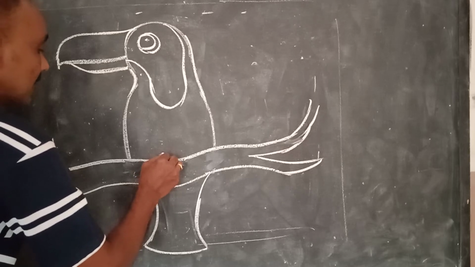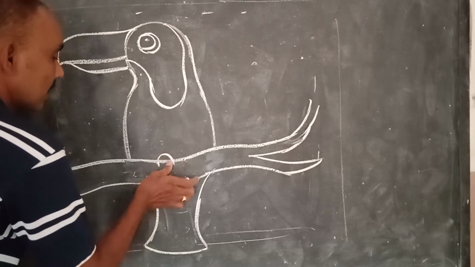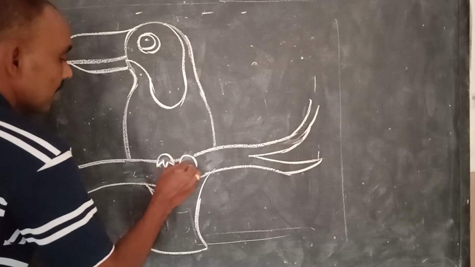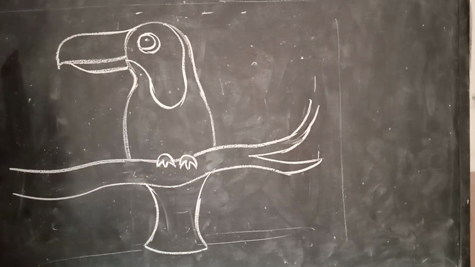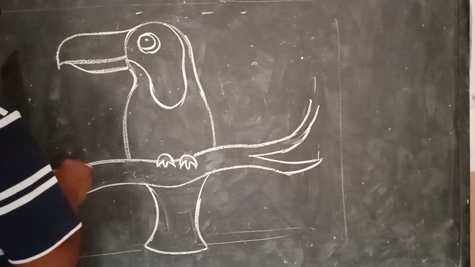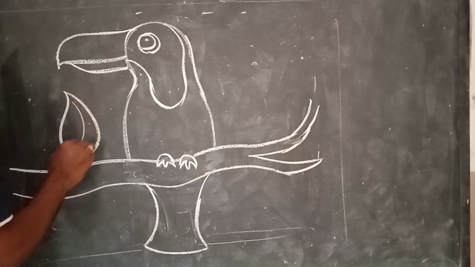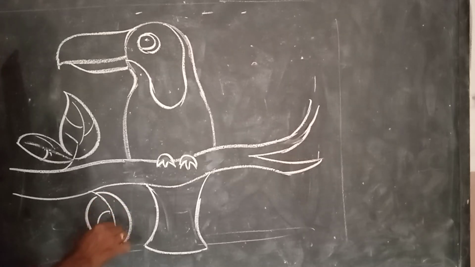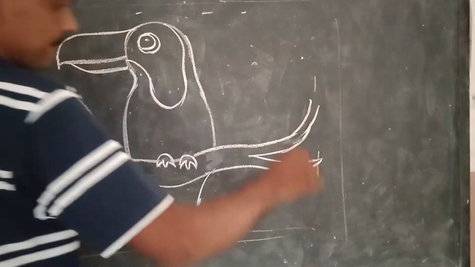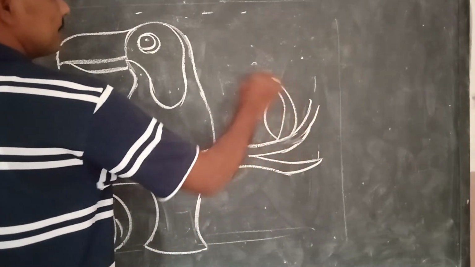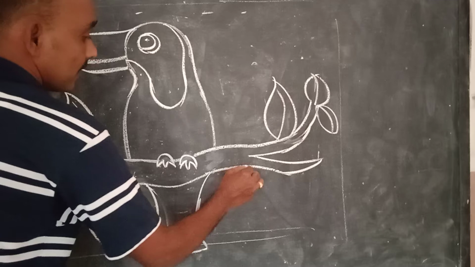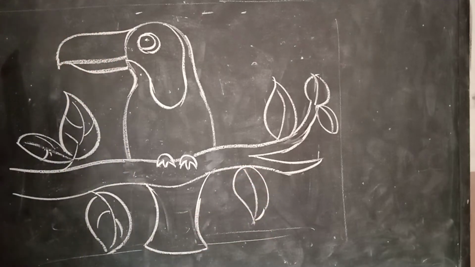And here are the bird's legs, claws. See, this is the semicircle shape. I have taken the help of a semicircle. See, these are the two claws, and here I am going to draw leaves. These are the leaves with the help of the oval shape. See, this is the shape of an oval, and even here also I am going to take the shape of an oval.